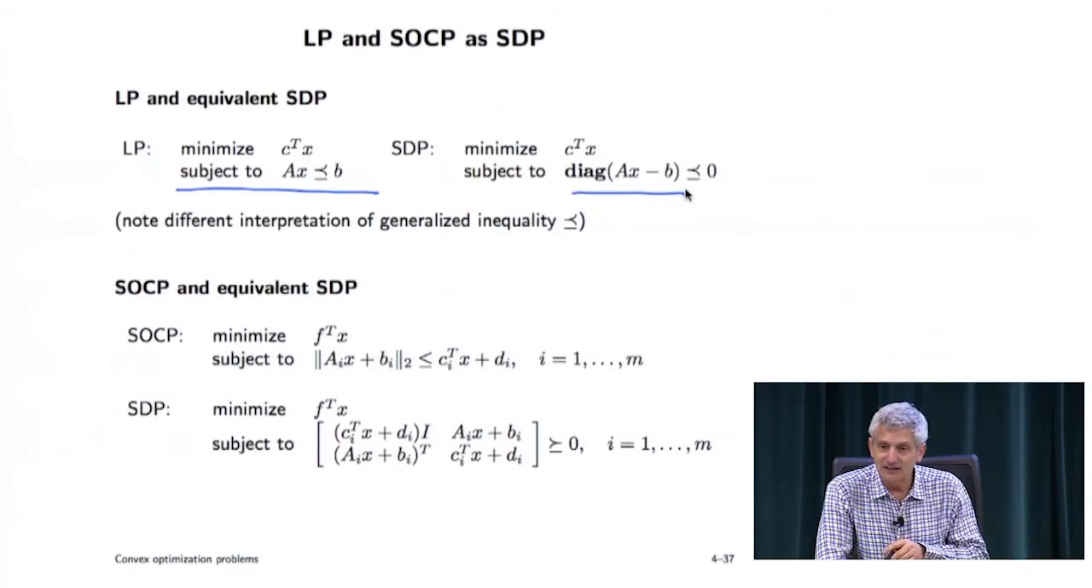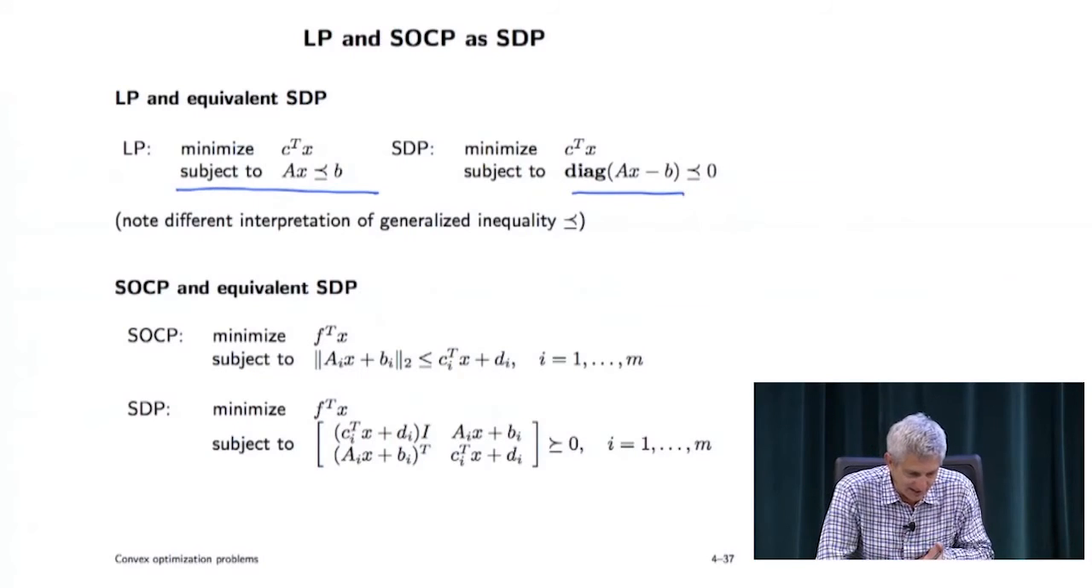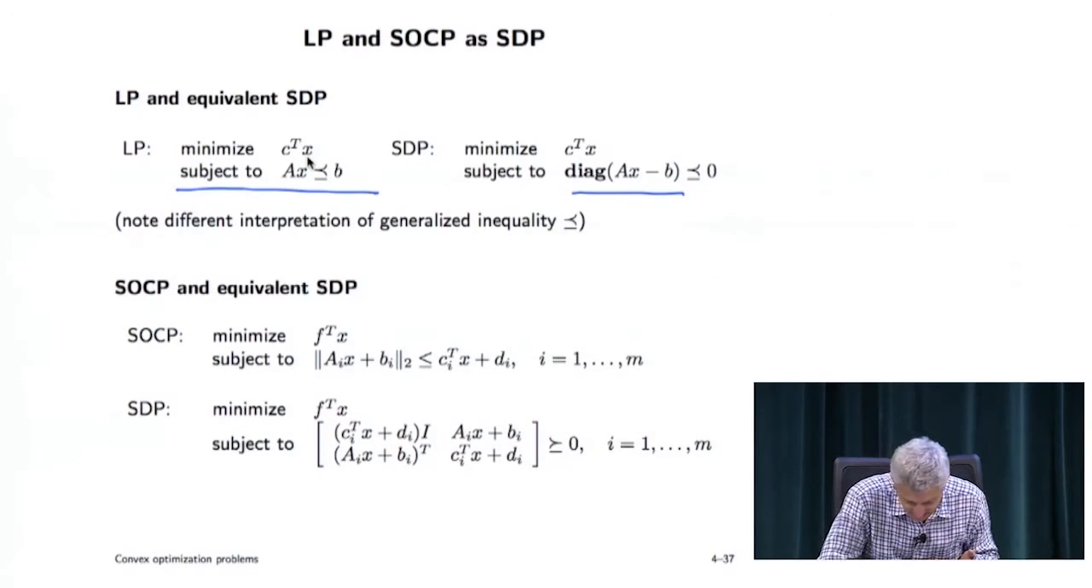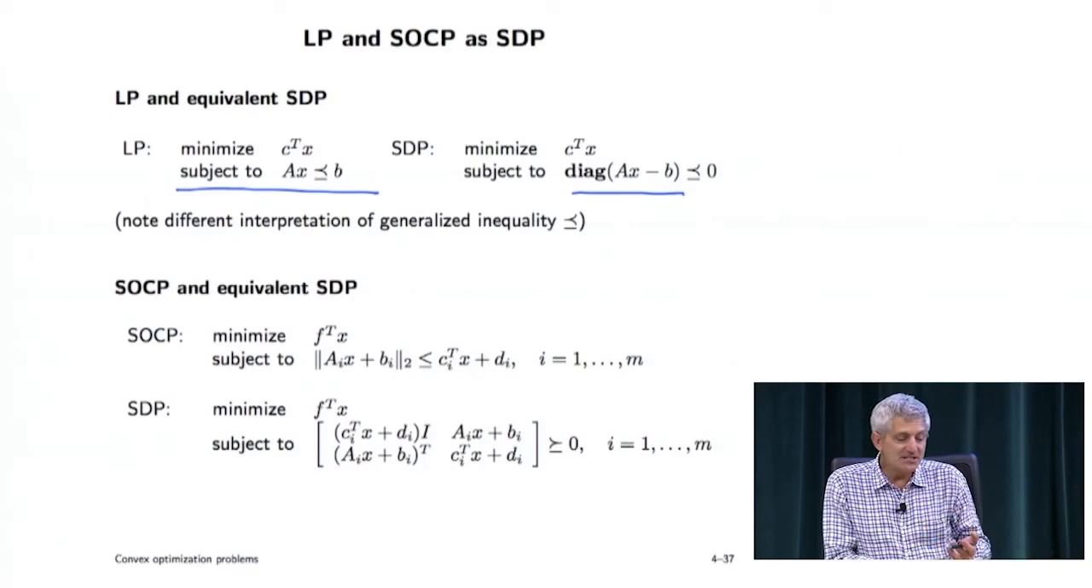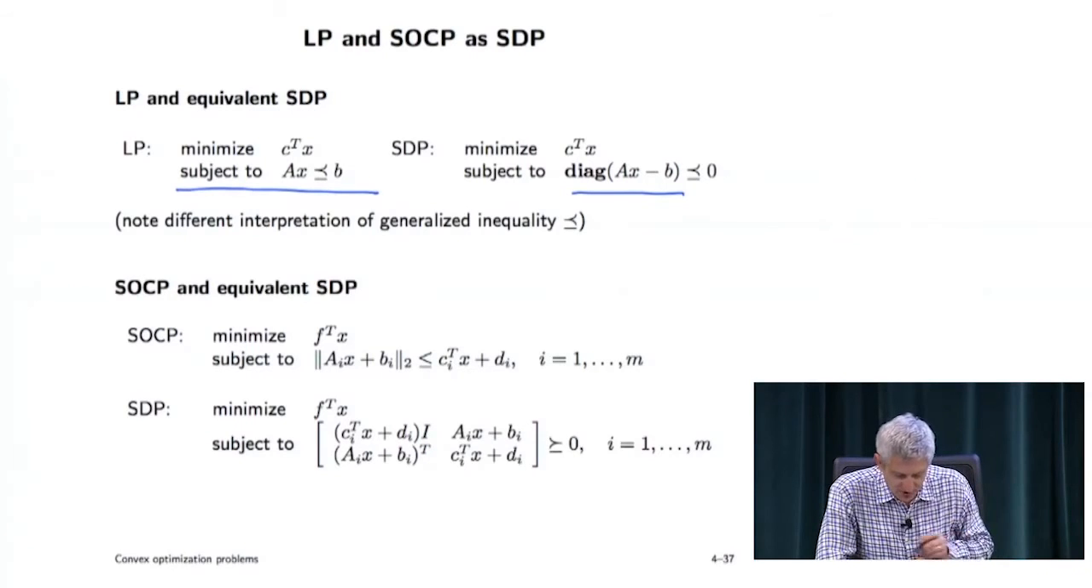A diagonal matrix is positive semi-definite if and only if all of its entries on the diagonal are bigger than or equal to 0. So this is simple. It's kind of silly. So you would say, what's an LP? And you could say, well, it's an SDP, but with diagonal matrices. But I mean, who cares? Okay. SOCP is a little bit more interesting.